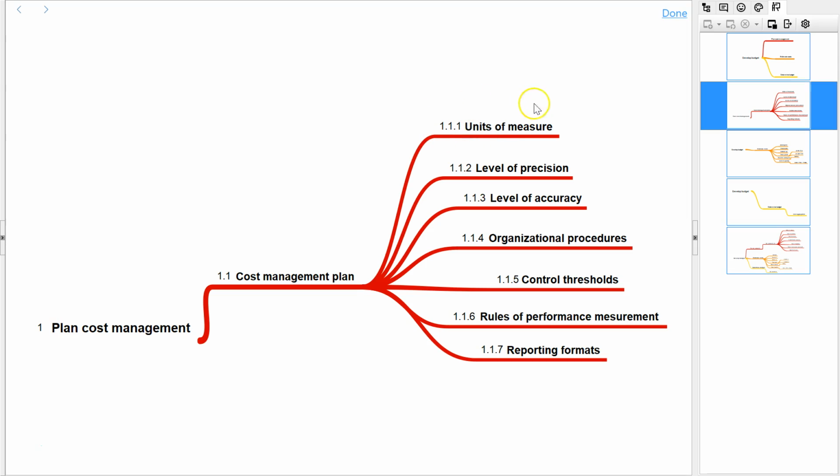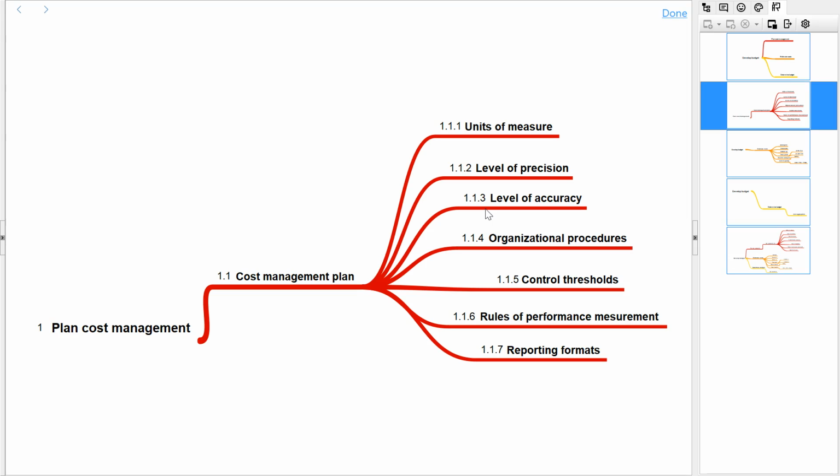So at the time of planning for cost management, we have to decide on the units of measure for planning and accounting the costs. And we have to decide on the level of precision required. Basically, we are talking about the rounding off. The cumulative impact of these definitions can be very high on the project. And the level of accuracy.